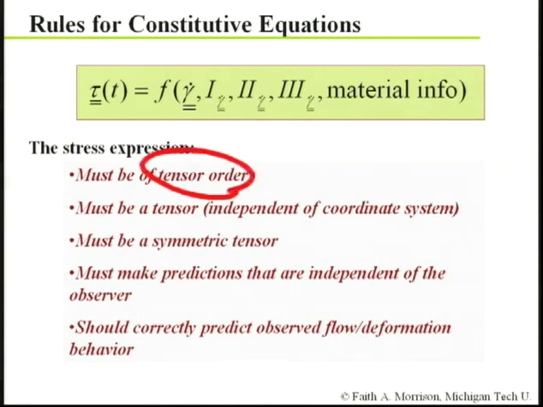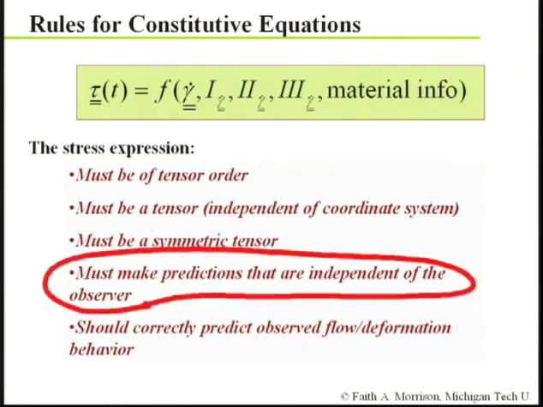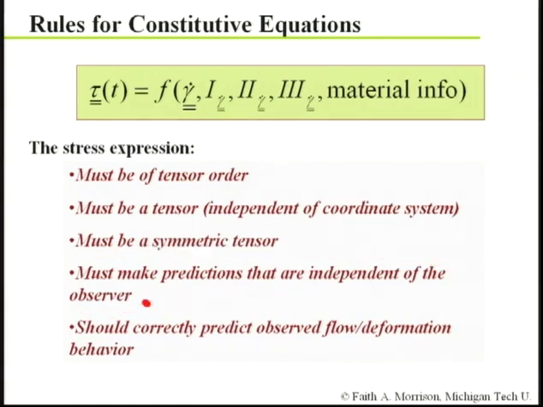It's got to give us a tensor. It's got to be independent of coordinate system. It's got to be symmetric. This one I'm going to just say it, but I'll talk about it later. It's going to give us some help later when we're looking for those first normal stress differences. It must make predictions that are independent of the observer, since things happen independent of an observer. And it should give us what we actually observe.